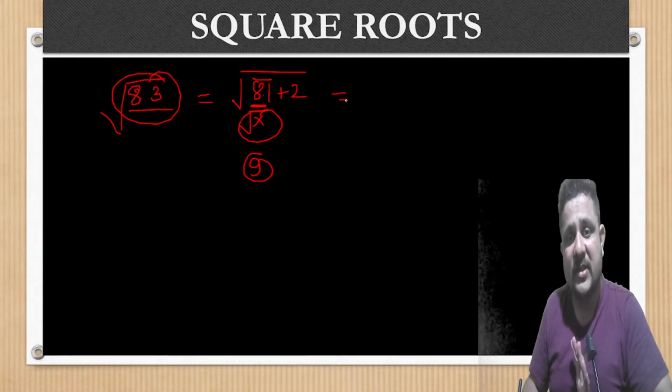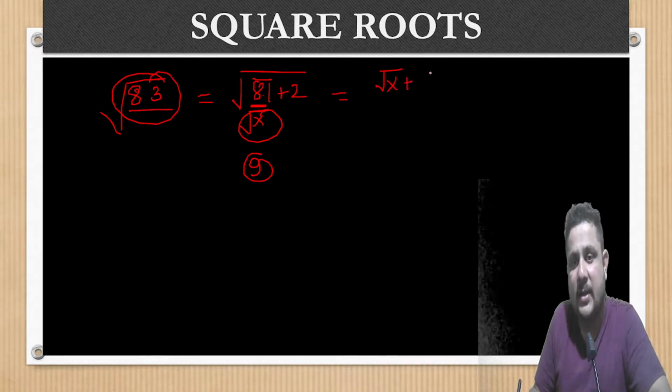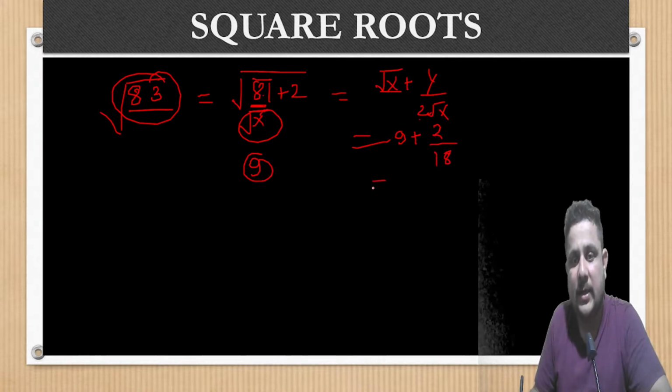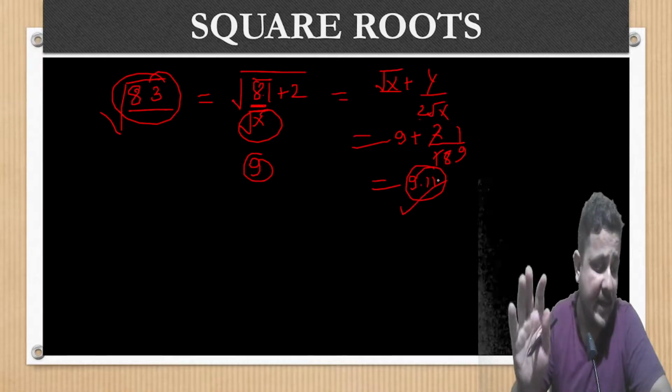Right? Now just follow these steps which I told you. Square root of x plus y by 2 root x. So the square root of x value is what? 9, plus y is 2 here, and 2 multiplied by 9 means 18, right? So you can cancel it, 1 by 9. So 9.11 something you will get here as the answer.